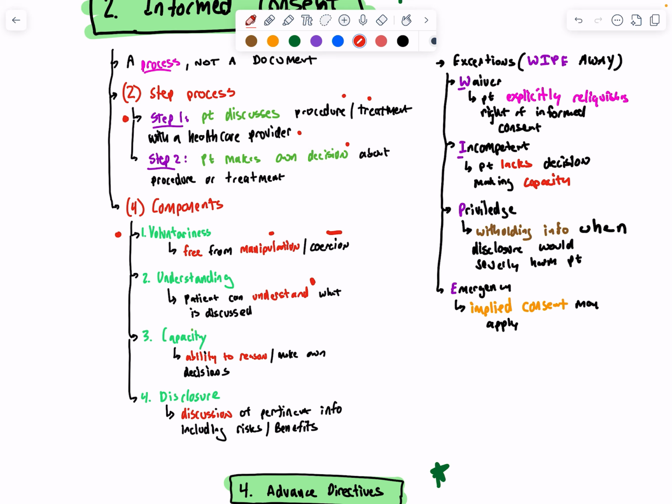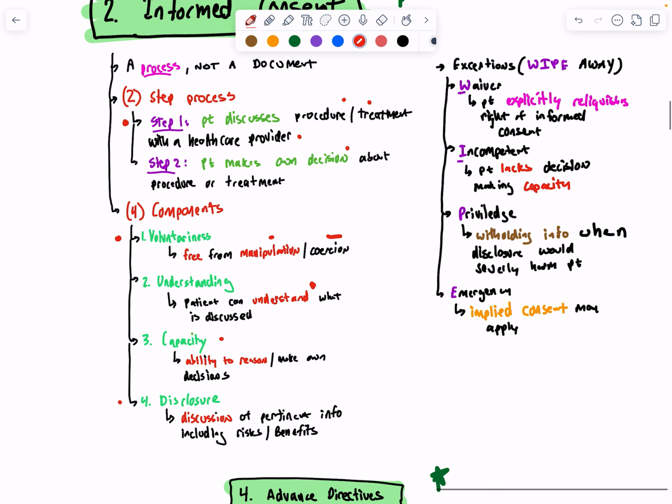Understanding, patient can understand what is discussed. Capacity, patient's able to reason or make own decisions. And then disclosure of pertinent information, including risks and benefits.